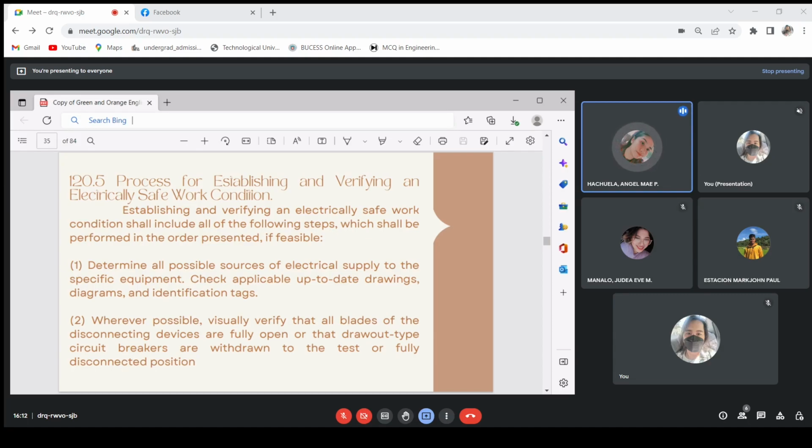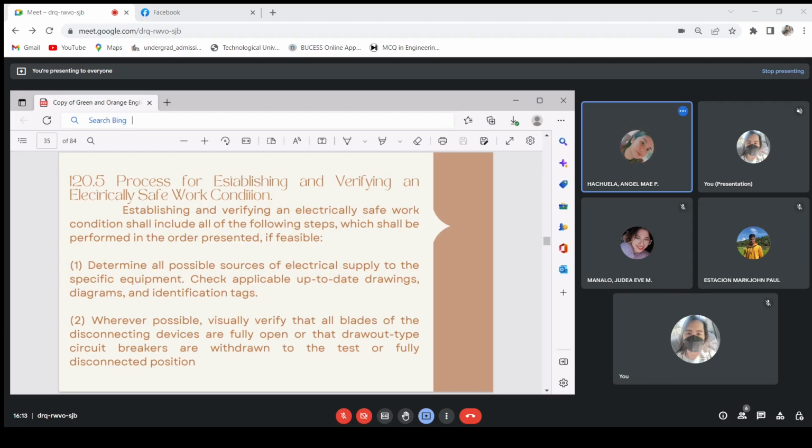Article 120.5, process for establishing and verifying an electrically safe work condition. So, establishing and verifying an electrically safe work condition shall include all of the following steps, which shall be performed in the order presented if feasible. So, this is it.